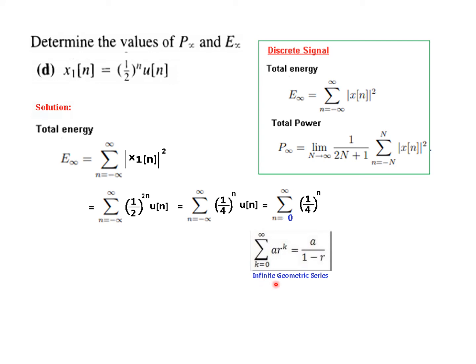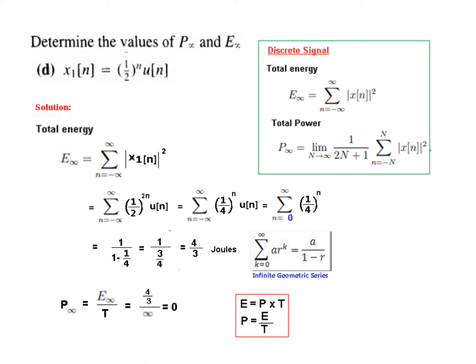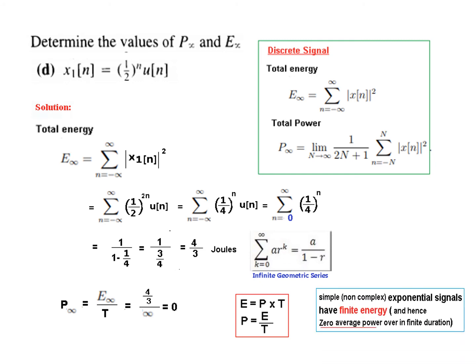Now we take help of the infinite geometric series. So this is the formula: we can write it as a divided by 1 minus r. Now a in our case is 1, so we'll write 1 here. This is our r, so we can now write 1 divided by 1 minus 1 over 4, and simplifying we get the answer 4 over 3 joules. So this is a finite energy, and as we had discussed, we should have 0 power. By using this formula, energy is 4/3, time is infinity, so anything divided by infinity will give 0 power. So this is the answer for part D, and this is the same as we had mentioned, that we'll have finite energy and 0 power for a simple exponential signal.